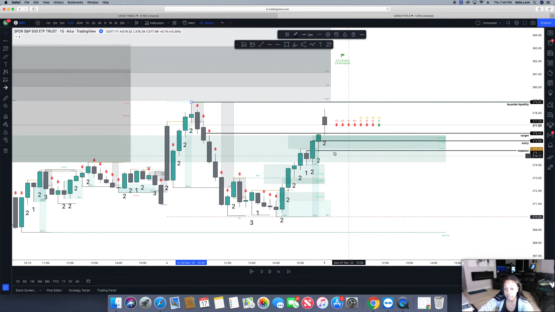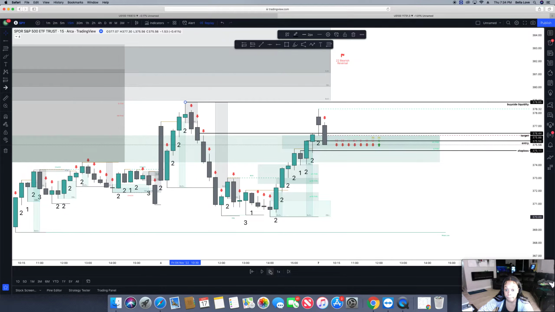So you guys see from here, it is also trading on top of another fair value gap, which is just giving me extra confirmation that this can go towards buy side liquidity. All right, so I'll put my trade here.